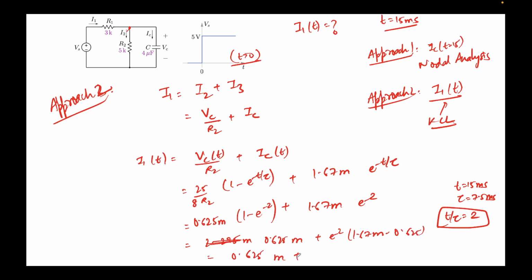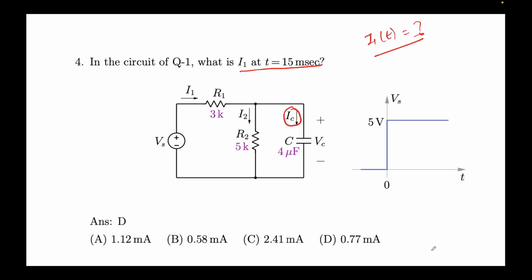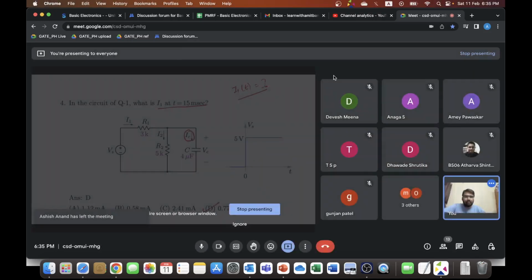1 over e square is 0.13 times 1.67 minus 0.625. So this will come out to be 0.1414. So this whole term is coming out to be 0.1414 milli, and if we add 0.625 milli to this, it is coming out to be 0.767 milliamps, right? So do we have any such option? Yes, there is an option. This is option D, 0.77 milliamps.